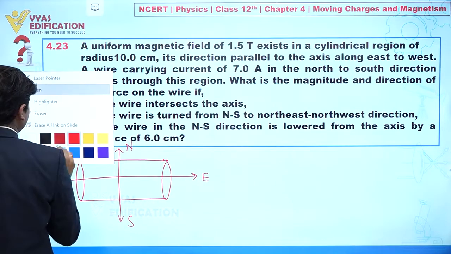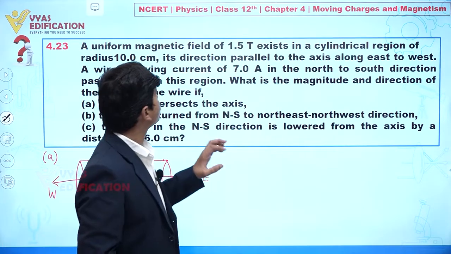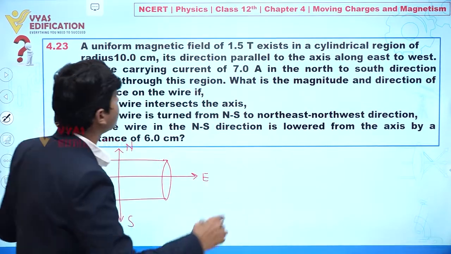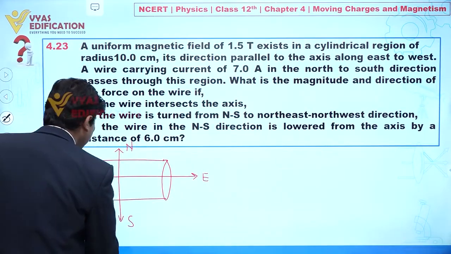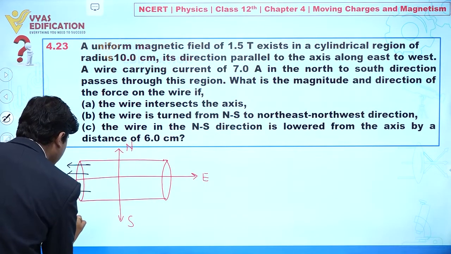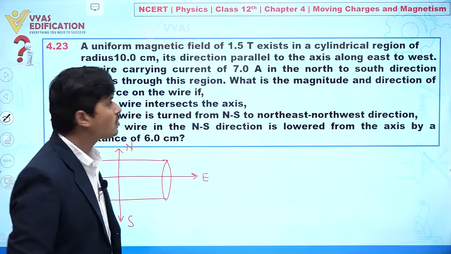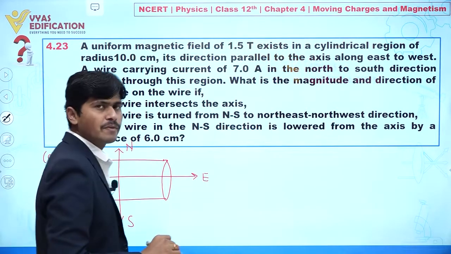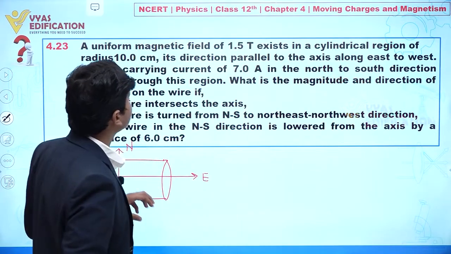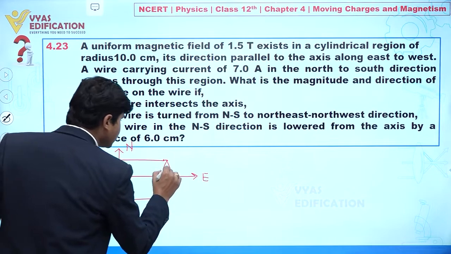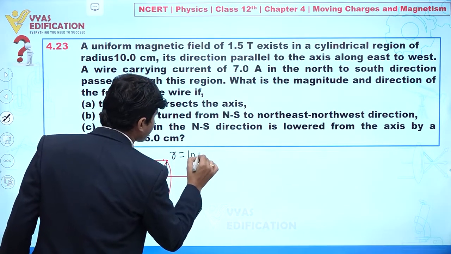Now concentrate here. In this question it is given that a uniform magnetic field exists in a cylindrical region from east to west. So I can say the direction of the magnetic field is in this direction, and the magnitude of this magnetic field is given as 1.5 Tesla. It is also given that this cylindrical region has radius 10 centimeter.